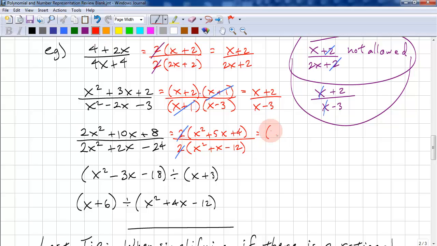Now we factor. Factors of 4. 2 and 2 don't work because that does not add up to 5. So it's plus 4 and plus 1. Factors of 12 that add to 1. We have a positive and a negative. So the positive must be 4 and the negative must be 3. So 4 minus 3 is 1x. And we're free to cancel these out. Again, there's a multiply between. So our answer is x plus 1 over x minus 3.